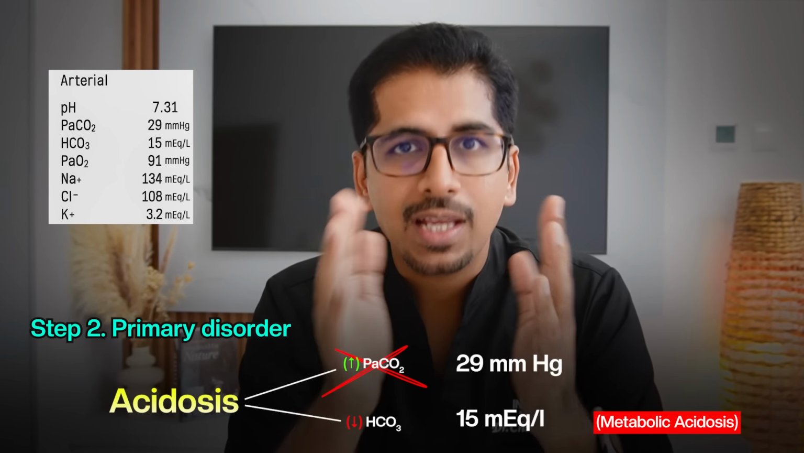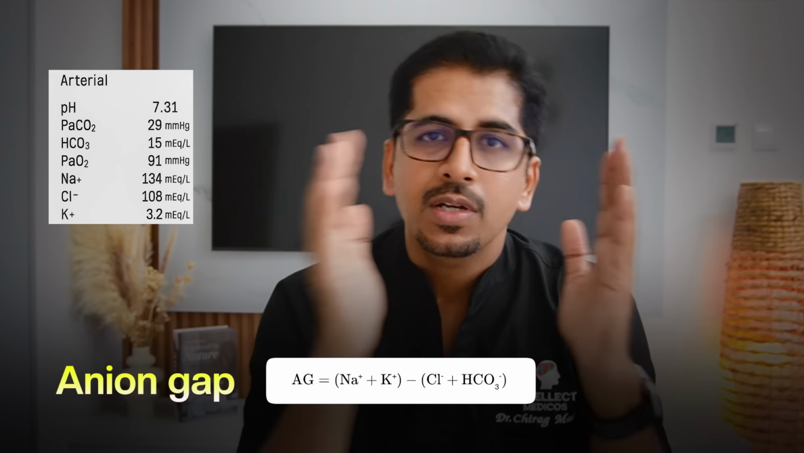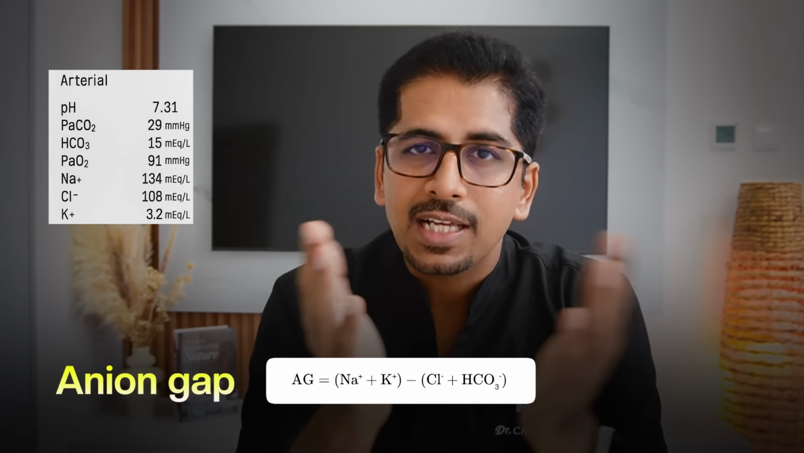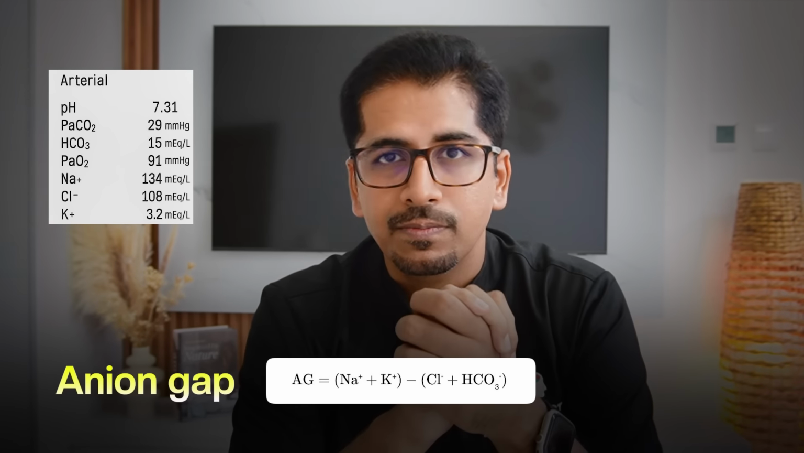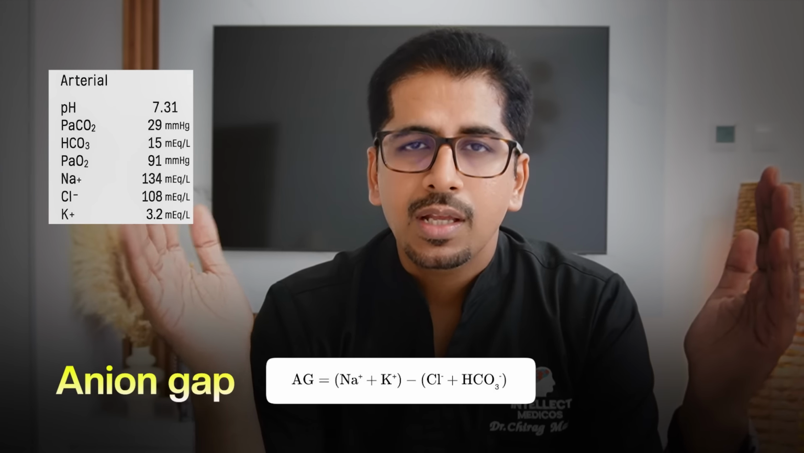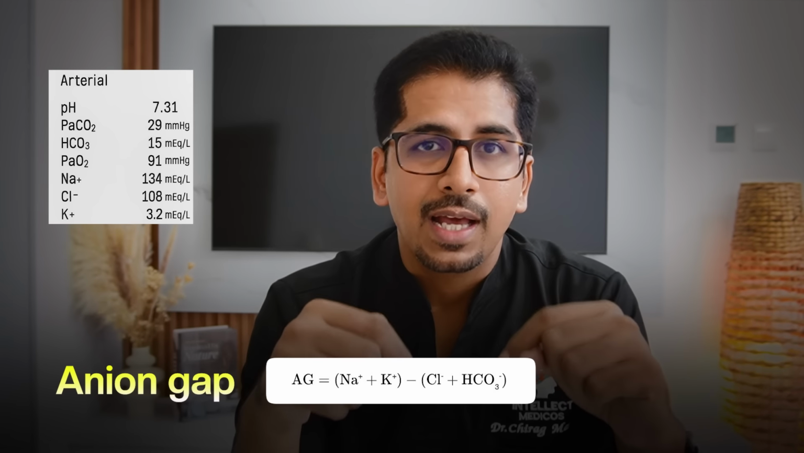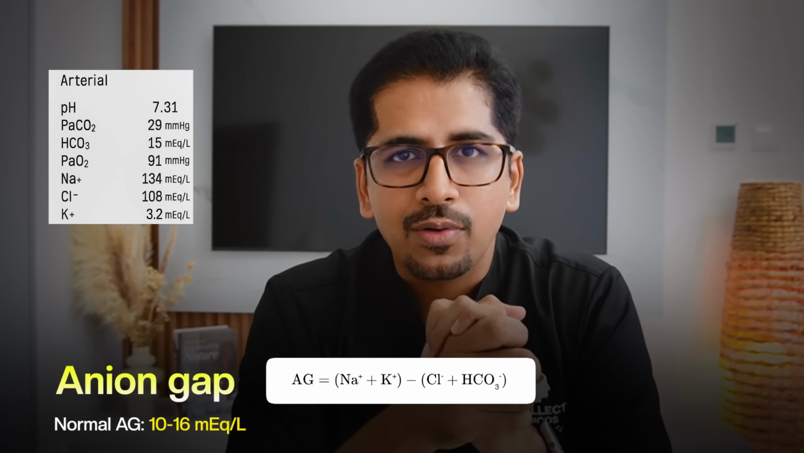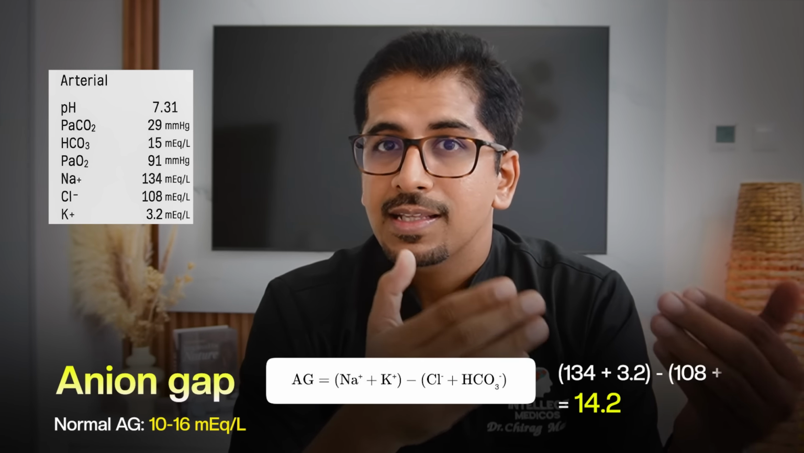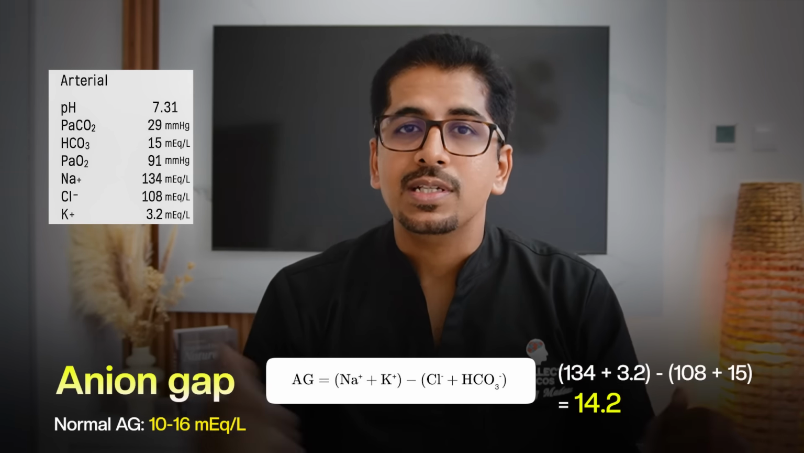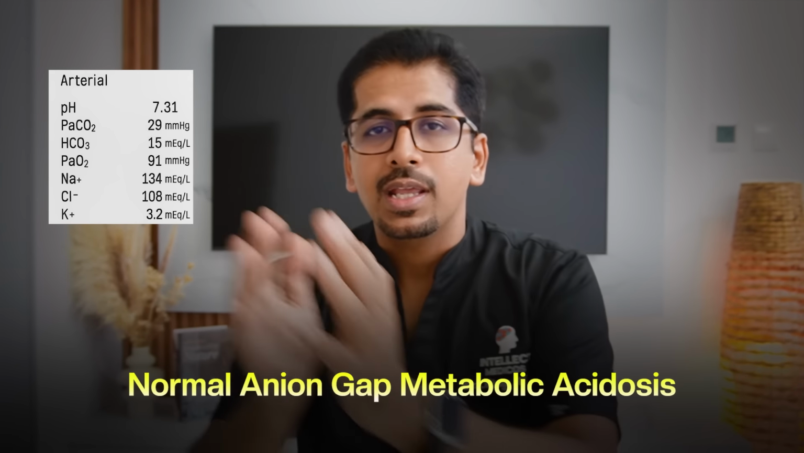And whenever a patient has metabolic acidosis, always calculate the anion gap, with this equation: sodium plus potassium minus bicarbonate plus chloride. Some textbooks have removed the potassium and the normal range changes. So it's up to you. But if you have this equation, then the normal range of an anion gap is 10 to 14 milliequivalents per liter, or some books write 10 to 16 milliequivalents per liter. And in this scenario, the anion gap is coming out to be normal. Hence, the primary pathology is normal anion gap metabolic acidosis.